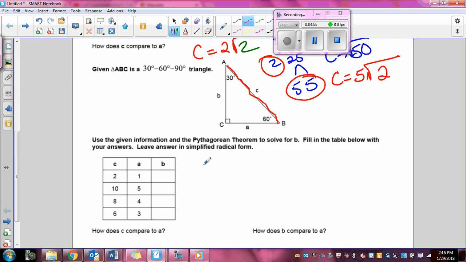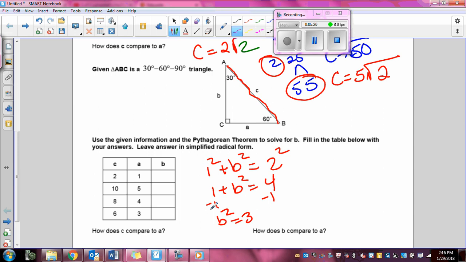But we're going to look at this. I have a squared plus b squared is c squared. So we're trying to find b. So I have 1 squared plus b squared, whatever that is, equals 2 squared. 1 squared is 1. We don't know what b squared is. 2 squared is 4. Subtract your 1 to move it to the other side. B squared equals 3. And then I'm going to take the square root of each side to get b by itself. And b is equal to the square root of 3. So that might not yet be a pattern. Let's do a couple more.